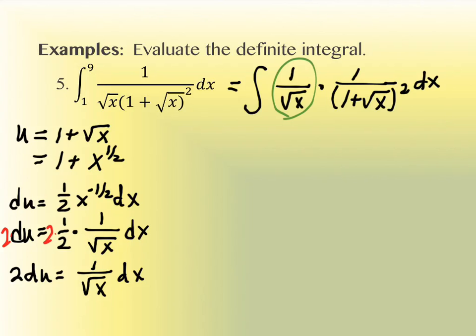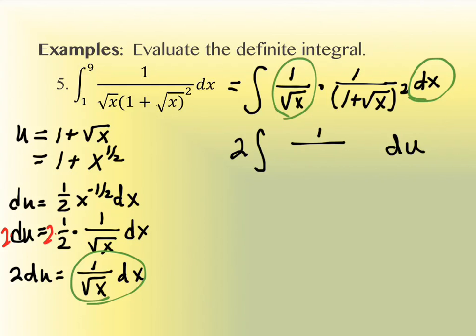So this piece and this piece are right here. They're going to be replaced with the 2 du. So the 2, I'm going to write it in front, and the du I'm going to write in back. So all the pieces in green got replaced with 2 du. The other piece then still has the 1 over. The 1 plus square root of x is u, so this is u squared.